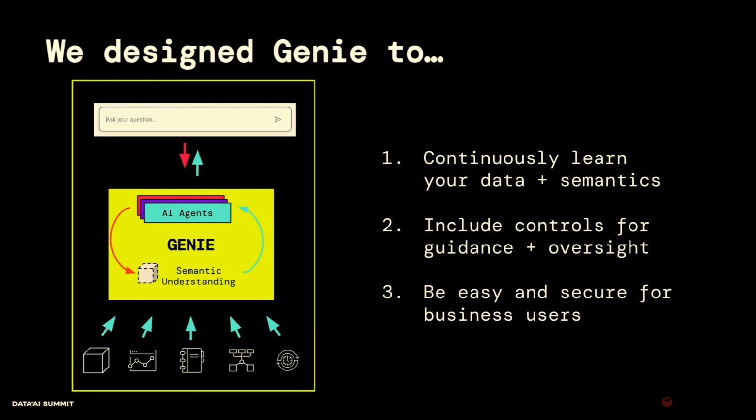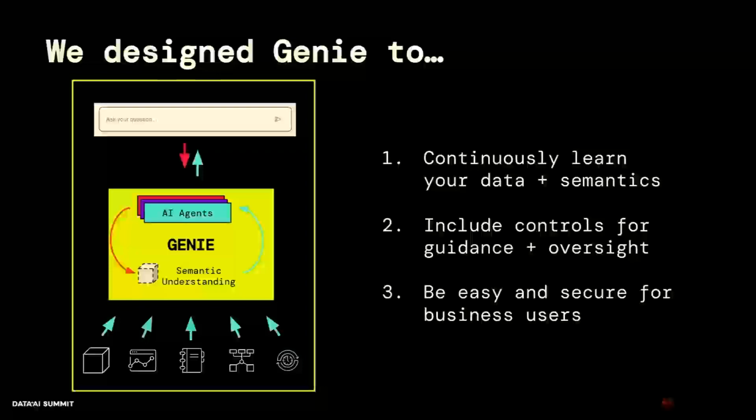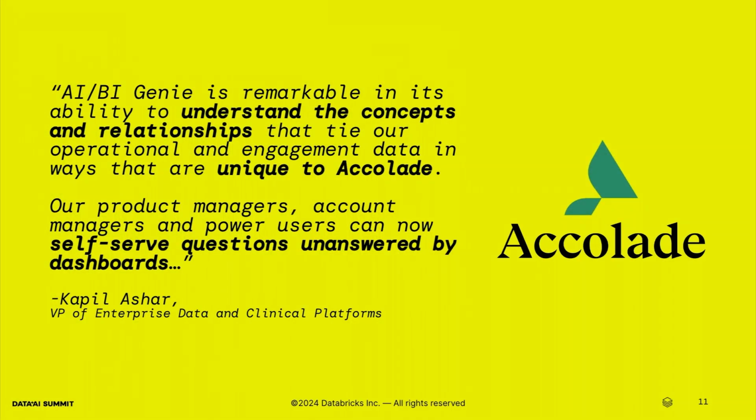The second principle is that it has to have controls. Gen AI is great. It can do a lot of really awesome things, but if you don't give it guidance and oversight, it's not really helpful. The last thing is that it has to be easy to use. Your business users should not need to understand SQL or know how to prompt engineer an LLM to get this thing to work. So we're super excited to be starting on this journey, and we're already seeing effects of this unique approach. The folks at Accolade were able to help their product managers better answer self-serve questions because Genie was able to understand the concepts and relationships that made Accolade unique.